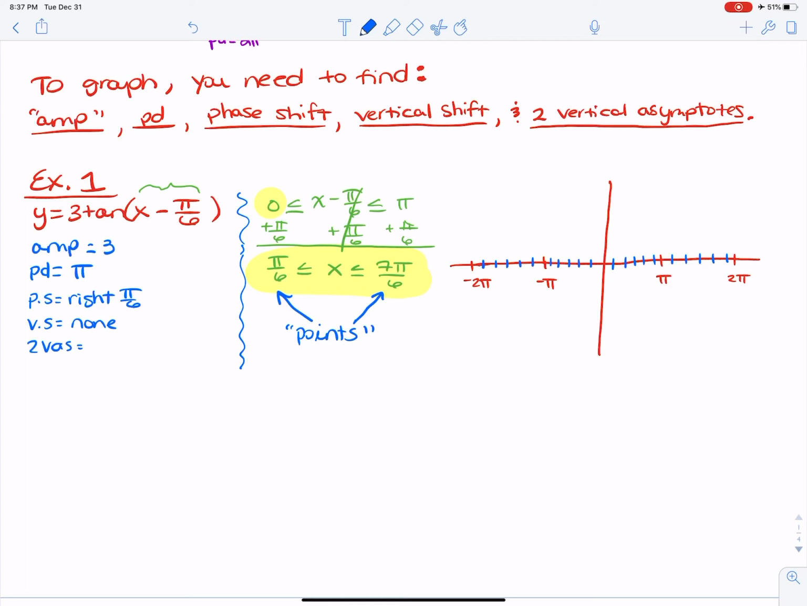And now we want a point at pi over 6, so that's here. And a point at 7 pi over 6, so that's here. And then I want to put an asymptote in the middle of them. Why do I put an asymptote in the middle of them? Because that's how the parent function worked.